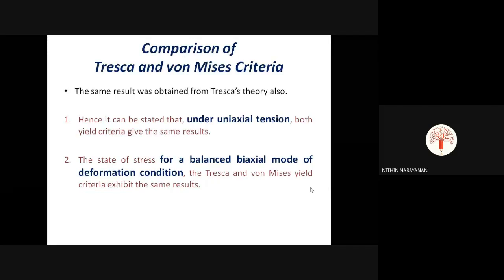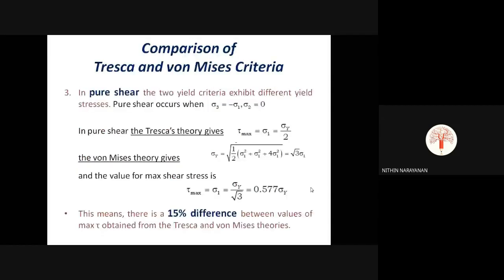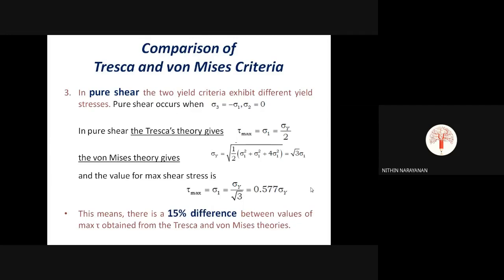But in the case of pure shear condition, using Tresca criteria, we will have the maximum shear equal to 0.5 sigma y. But in von Mises criteria, the value of the maximum shear stress will be 0.577 sigma y. That means there is a 15% difference between the values of the maximum shear obtained from these two criteria. So that is one difference.